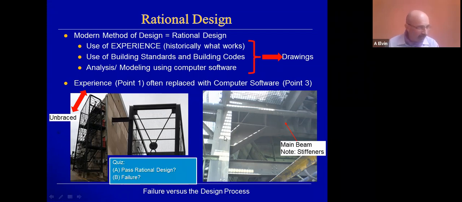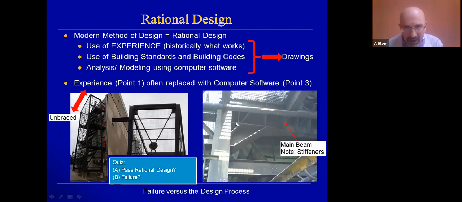So I'll ask you again, has the structure failed? Yes, it has failed. Correct. The structure has failed because it does not pass rational design. So now if we look at this structure, this one we have crunched through. Let's now crunch through this one.